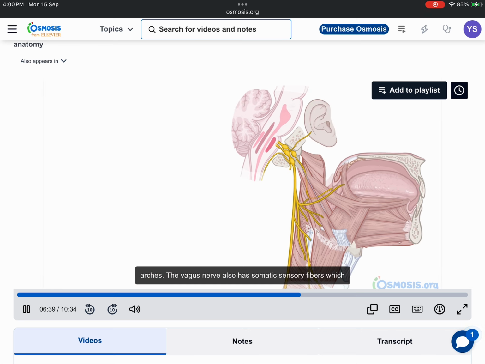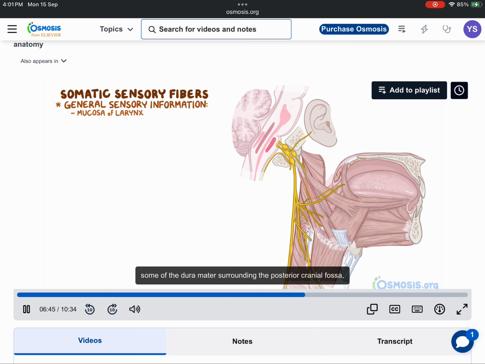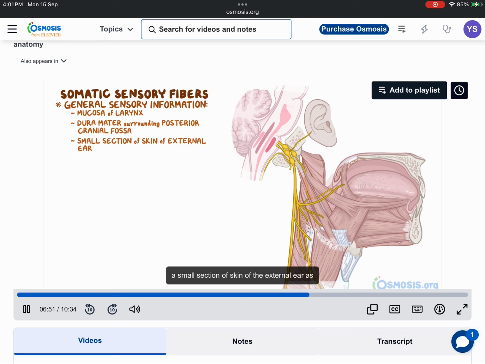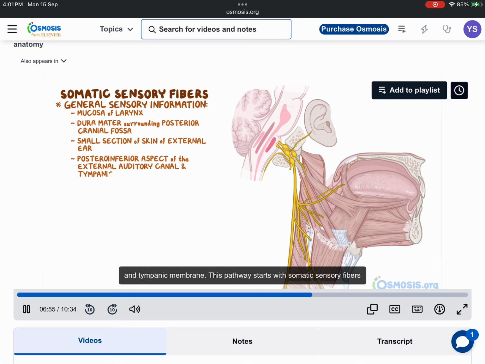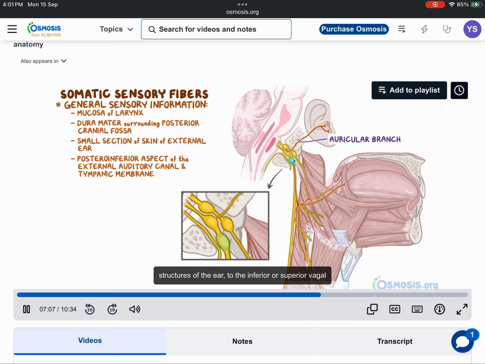The vagus nerve also has somatic sensory fibers, which provide general sensory information to the mucosa of the larynx, some of the dura mater surrounding the posterior cranial fossa, a small section of skin of the external ear, as well as the posterior-inferior aspect of the external auditory canal and tympanic membrane. This pathway starts with somatic sensory fibers from these structures traveling through the vagus nerve, including the auricular branch of the vagus nerve for the structures of the ear, to the inferior or superior vagal ganglion.